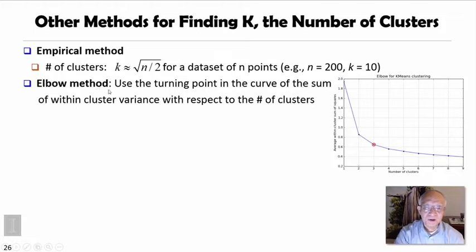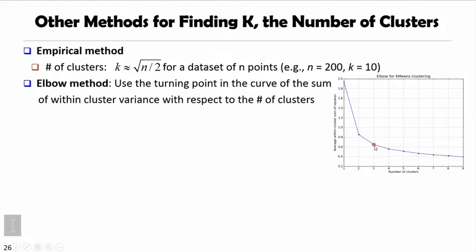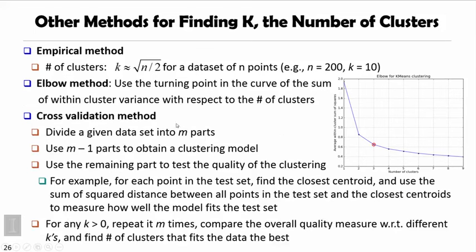Another method people use is called the elbow method. The elbow method means that, based on the number of clusters, like 1, 2, 3, 4, you get the sum of the within-cluster variance. That means you just look at the average within-cluster variance. You try to look at this to see what is the best number of K, the elbow point, the turning point. So that's one method. Another method for finding the best number of K is to use cross-validation.